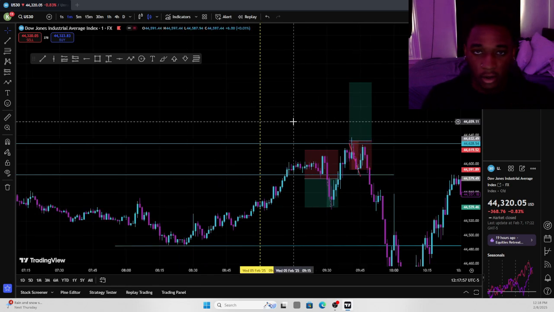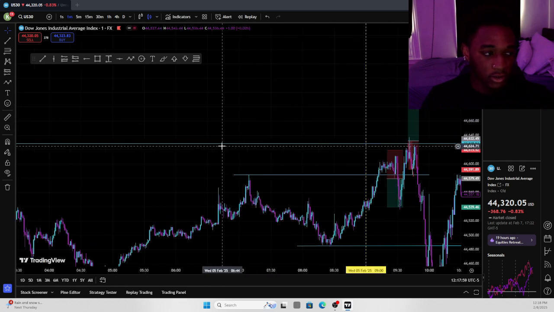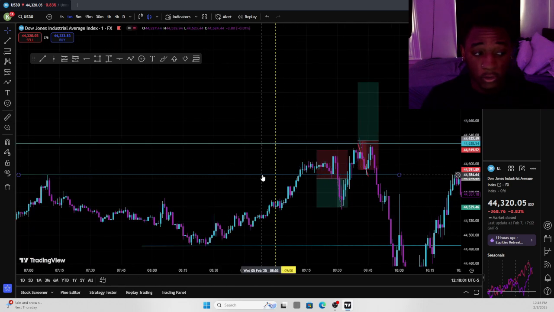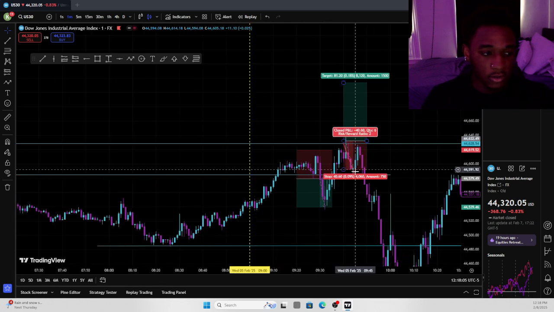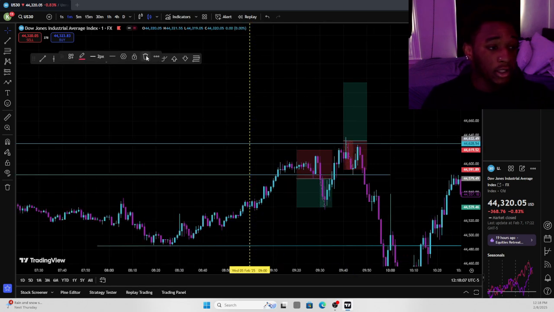The setup wasn't there, obviously. We didn't have a clear resistance, right? Our support zone was clear, but we didn't have a clear resistance zone. So that's not a part of my strategy, right? I was forcing the strategy. So keep in mind, right?